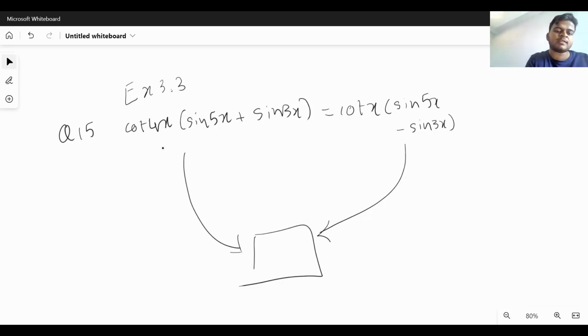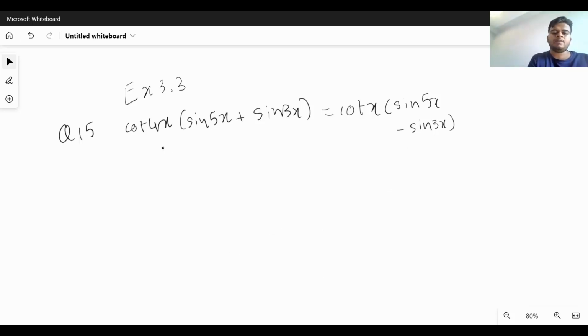Because if you just start from the LHS and try to reach RHS just by itself, it's going to get very tedious for you. So what I'm going to do is reduce LHS to a certain form, and then at that form, I'll try to bring RHS as well. And that is how I'm going to solve this question, right? So first I'll solve LHS, right? So cot 4x, let us keep it as it is, into sine 5x plus sine 3x.